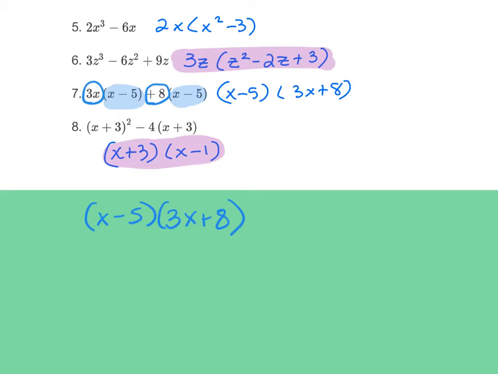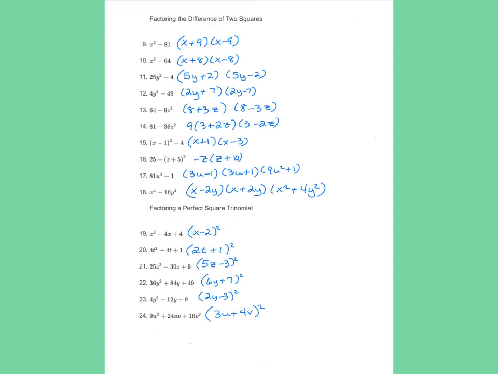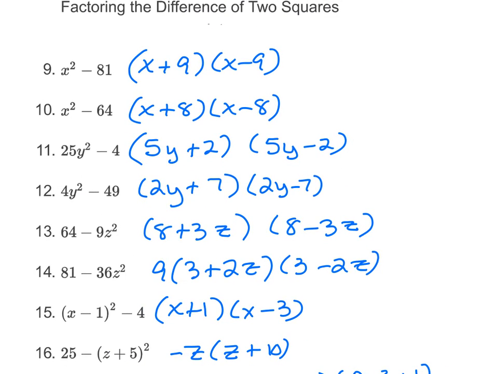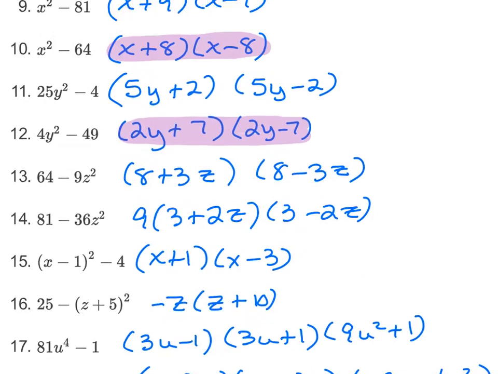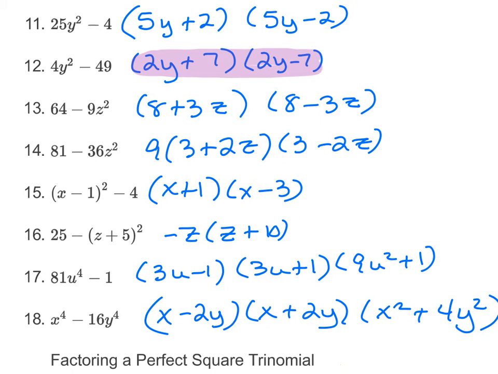Can you go over 16? 16. 10 is x plus 8, x minus 8. 12 is 2y plus 7, 2y minus 7. 14, first you take out the 9, then you get 3 plus 2z and 3 minus 2z.